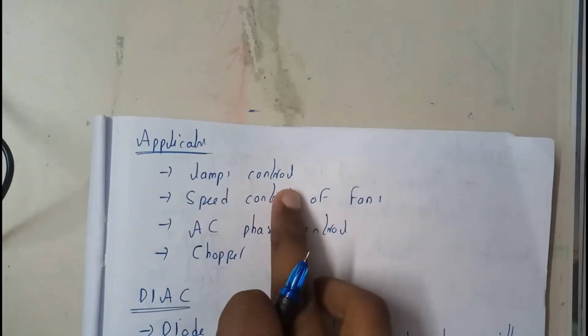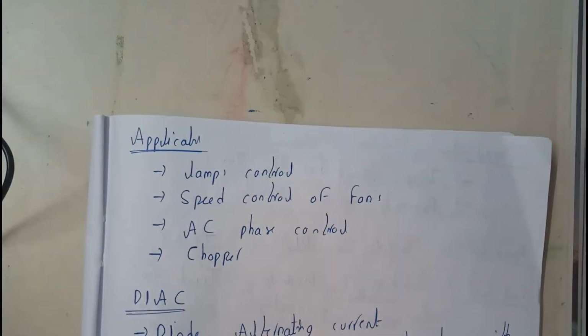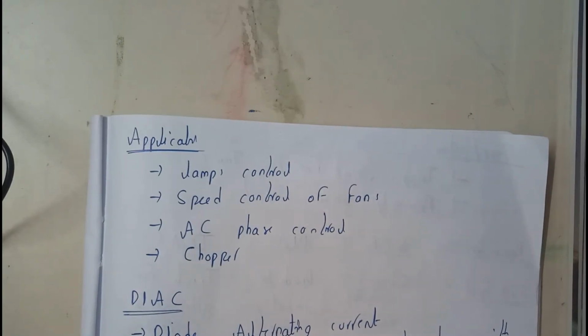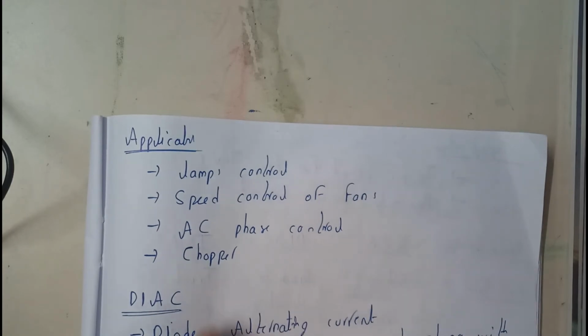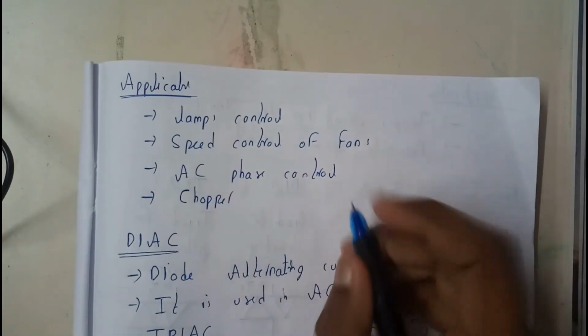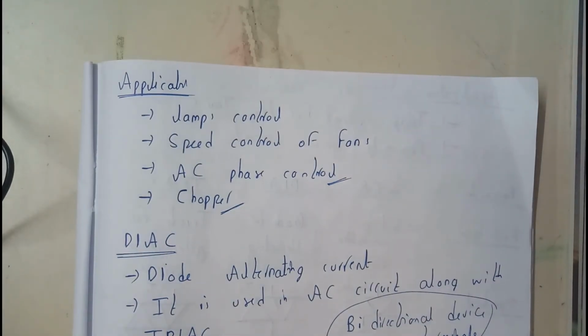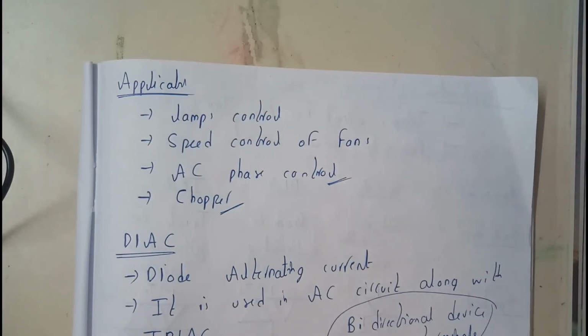So basically the applications of this is nothing but lamp control. It is also used in fans which are right above us, I think on everyone's head they are. Also for AC phase control, and chopper, helicopter guys, that's what chopper means. Okay, so now I hope everyone is now 100% clear with triac.